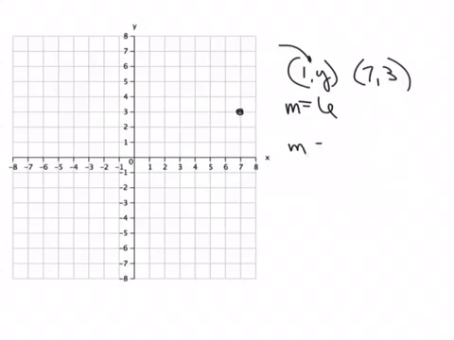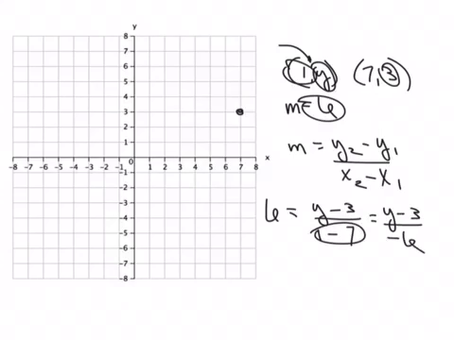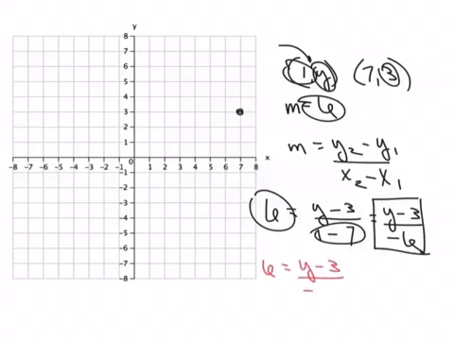So remember, slope is y2 minus y1 over x2 minus x1. What is the slope? 6. So I can change that m to a 6. Let's use this one as y2: y minus 3 over x2, 1 minus 7, so y minus 3 over negative 6. This has to be equal to 6, right? So I'm trying to find a number to put in for y so that when I subtract 3 from it and divide by negative 6, I get a positive 6.